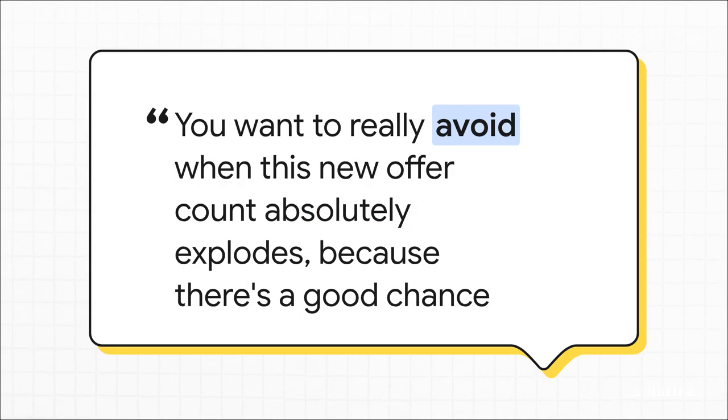So look, if you remember just one thing from this section, make it this. That new offer count line is your early warning system. When you see the number of sellers on a listing suddenly spike, you need to treat that as a massive red flag. It's a huge sign that the price is probably about to crash.